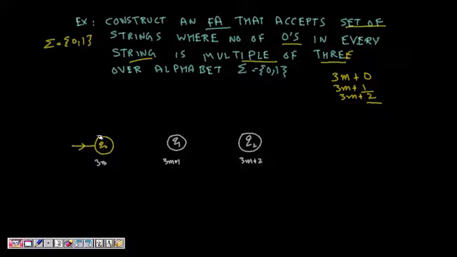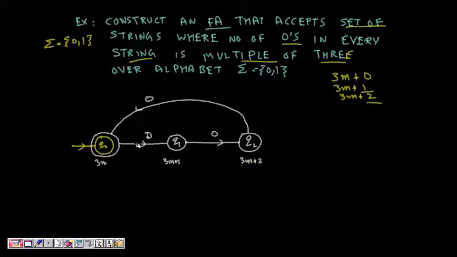Yes, it should be the final state also, so I make it a double circle also. Now if I see 1 0, I should go here. Okay, if I see 0 again, I should go here. So 2 zeros, I go to 3m plus 2. It is of the form 3m plus 2. But if I see the third 0 again, I should come back.